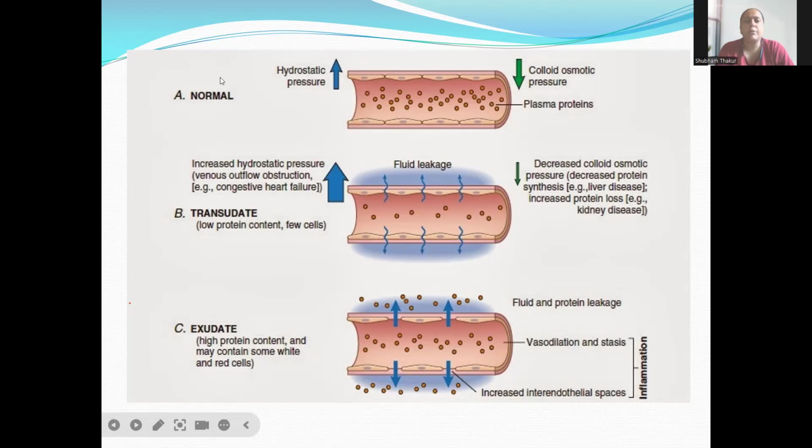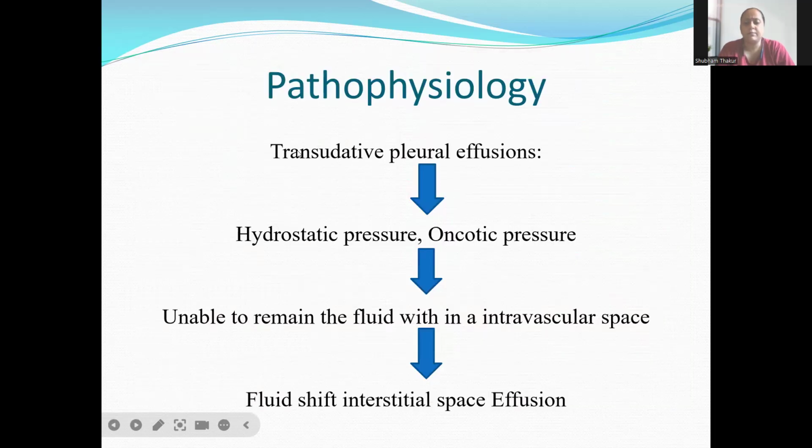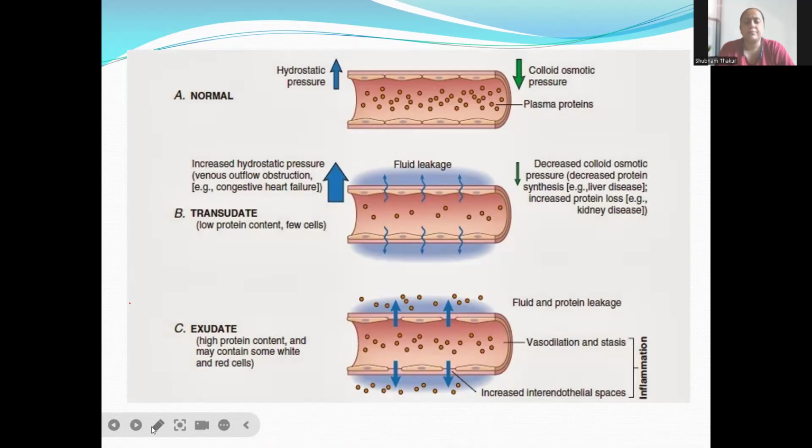Here in the normal, there is normal hydrostatic pressure. Colloid osmotic pressure is there. Plasma proteins are reaching the capillary normally. But in the transudative, protein is low and there is a start of leakage of fluid from the capillary. Decreased osmotic pressure is there. Increased protein loss is there.